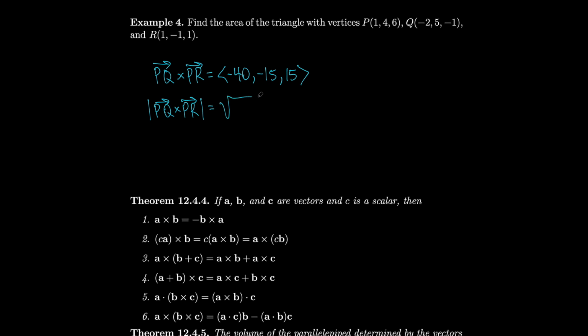So the magnitude of this is minus 40 squared plus minus 15 squared plus 15 squared. So that's just 5 times the square root of 82, 5 radical 82. So the area of the parallelogram is 5 rad 82, so the area of the triangle is half of that. Just cut the parallelogram in half. So that's 5 over 2, square root of 82.